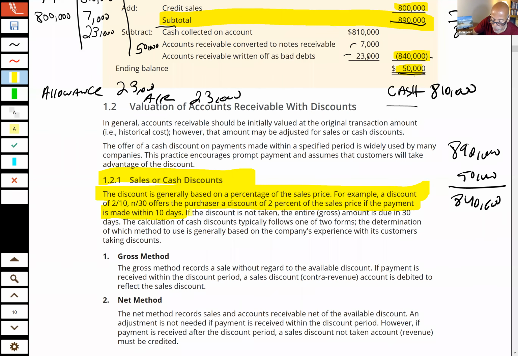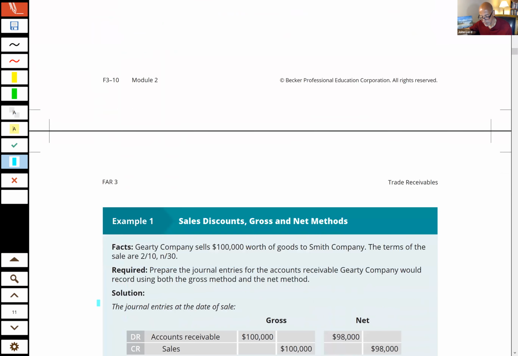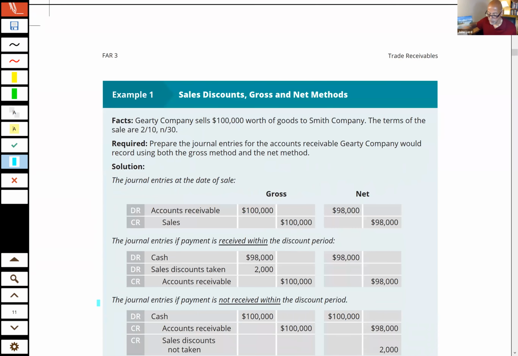Now, when we record receivables with discounts on them, we can record that using the gross method or the net method. Let's look at this example here. With the gross method, you just assume that you're not going to take the discount. So you debit the receivable gross, you credit the sales gross.